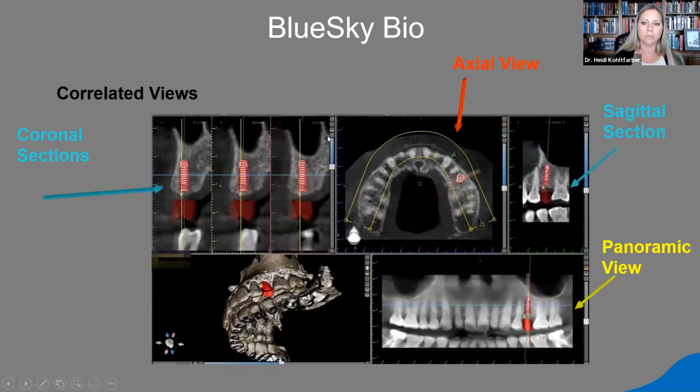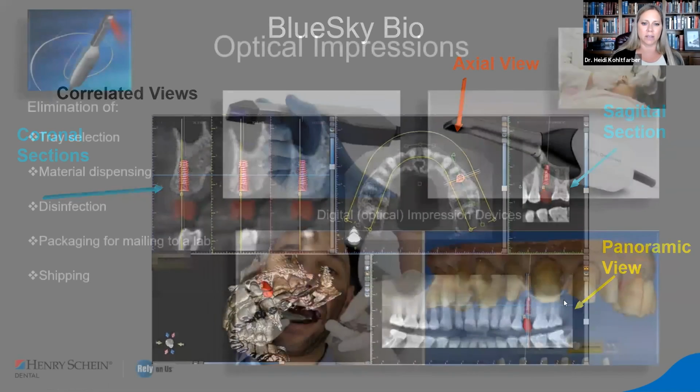Here's Blue Sky Bio. This particular one, again, you'll go ahead and draw your focal trough for your panoramic reconstruction. You're going to have lines. These little lines right here are cross sections, and they're going to correlate with these cross sections up here. So you always know where you're at. But they're going to make it very easy for you to do implant treatment planning. Go ahead and send out for a surgical guide and that sort of thing. You can go ahead and test exactly where you want that implant to go.